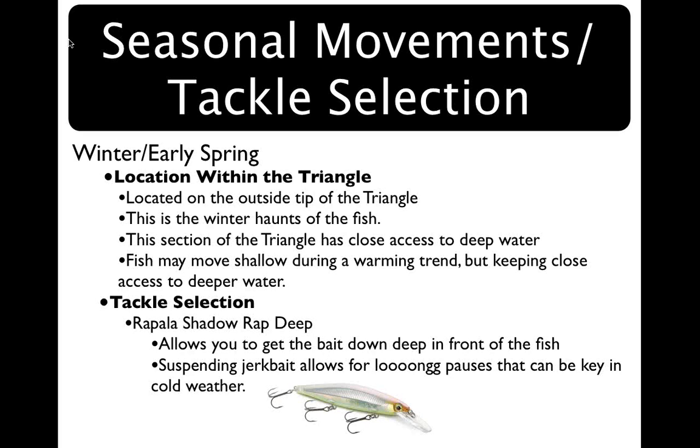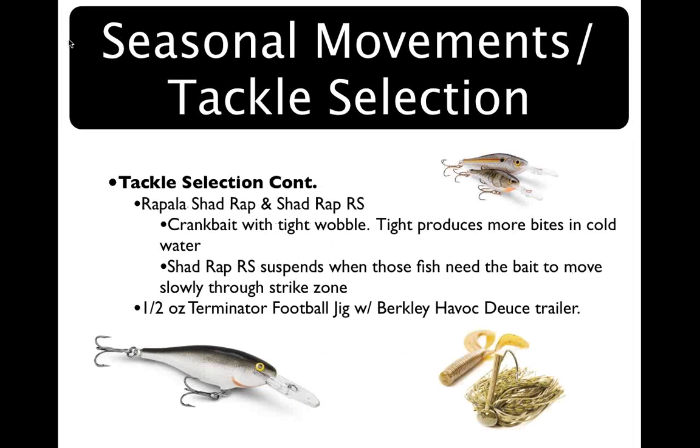But I'm not going to get too much into all the different techniques because I only have so much time to talk to you guys, and I want to get the point of the triangle across more so than specific baits. So a couple more big key baits this time of year: the Shad Rap and the Shad Rap RS. The RS sometimes works better for me. Actually, it doesn't get as much promotion as the regular Shad Rap, but the RS version actually is going to suspend. So a lot of times when the fish aren't as aggressive, that's going to help you out because you're able to pause it and just keep it in their face, almost like a jerkbait.